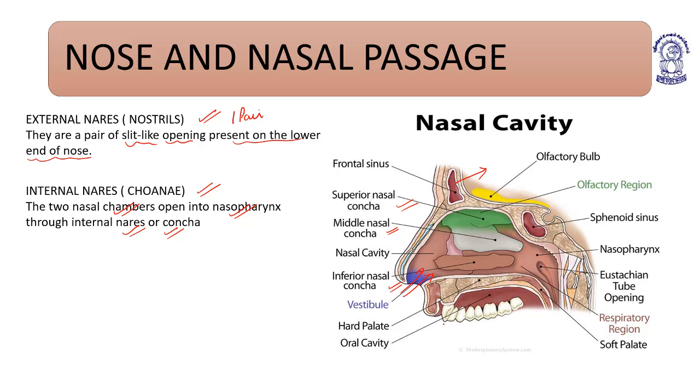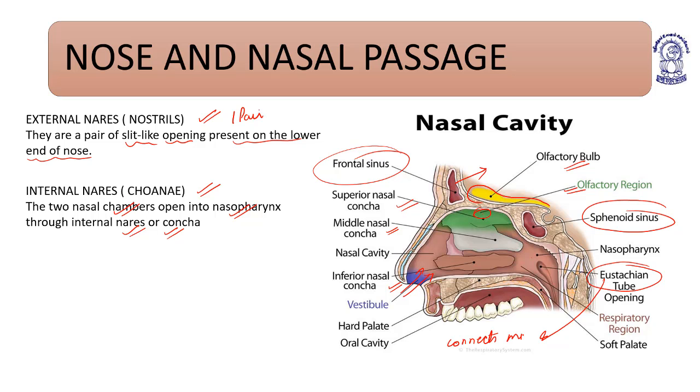This is the hard palate, the oral cavity. The olfactory bulb helps in olfaction. This is the olfactory region. These are the sphenoid sinus and the frontal sinus. In the nasopharynx, this is the eustachian tube, which connects the middle ear to the pharynx and helps to maintain air pressure.